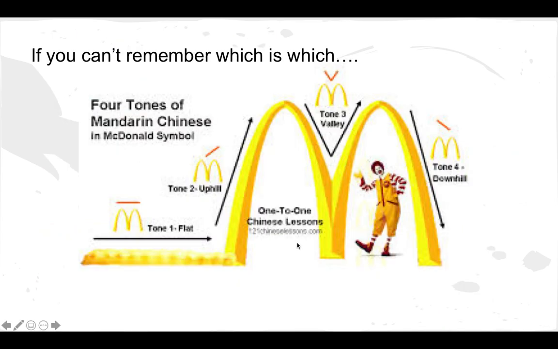Just like, for example, McDonald's, we have first tone, fast, and uphill, second tone, like a valley, third tone, and then downhill, fourth tone. So if you cannot remember which tone is exactly, please remember this very interesting picture and you will know how we should pronounce these 4 tones.